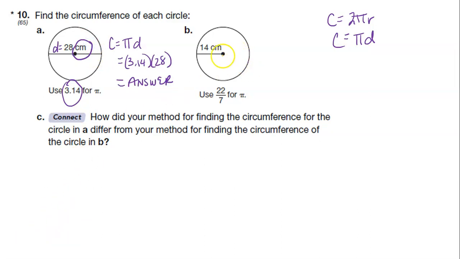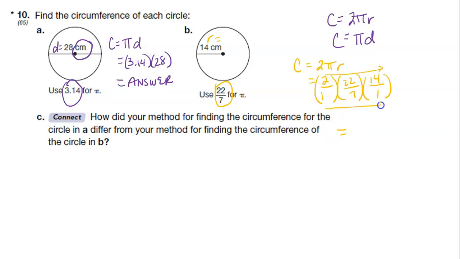That's great. Okay, here I have radius, so I'm going to use the first one, 2 times pi times r. So I have 2, and I'm going to put this over 1 because they want me to use a fraction for pi. Okay, 22 over 7 times 14 over 1. And what I'll end up doing is I'll multiply across the top, multiply across the bottom, and then divide to get the answer.